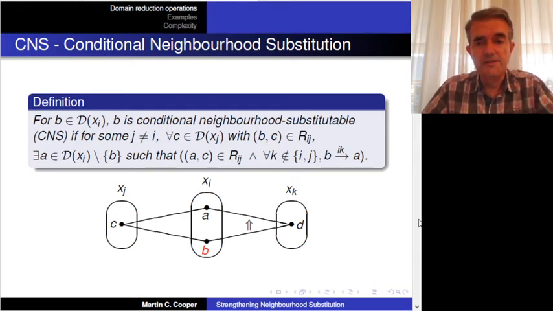So this is a strict generalization of neighbourhood substitution, because if we have a constant, then this is exactly neighbourhood substitution. But if a is a different value for each value of c assigned to xj, then we have a new value elimination rule.